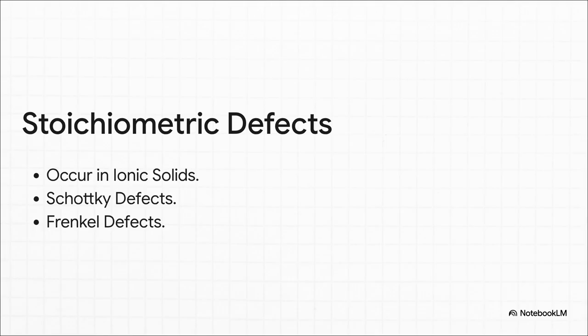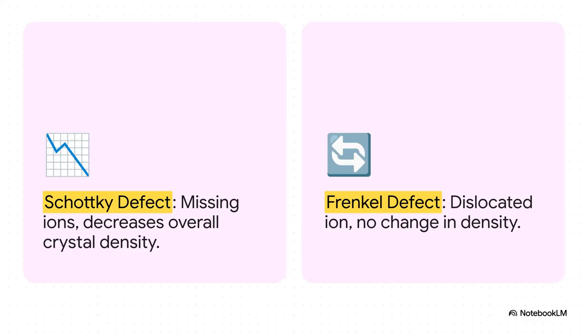The two most famous offenders here are Schottky and Frenkel defects. To put it simply, imagine a movie theater. A Schottky defect is like a pair of people completely leaving the theater. The overall density of the room goes down. But a Frenkel defect, that's like someone getting out of their seat and just standing awkwardly in the aisle. The atom is misplaced into an interstitial space, but the overall density of the crystal stays exactly the same.